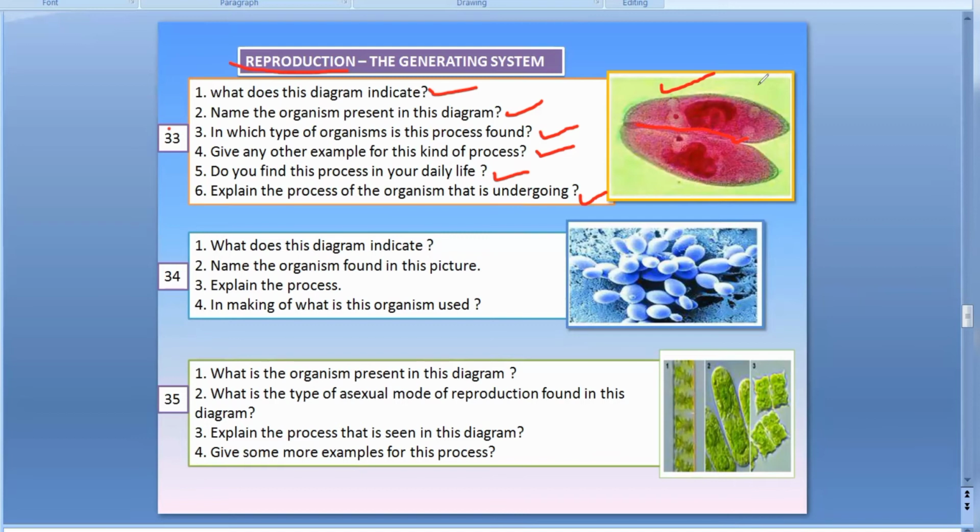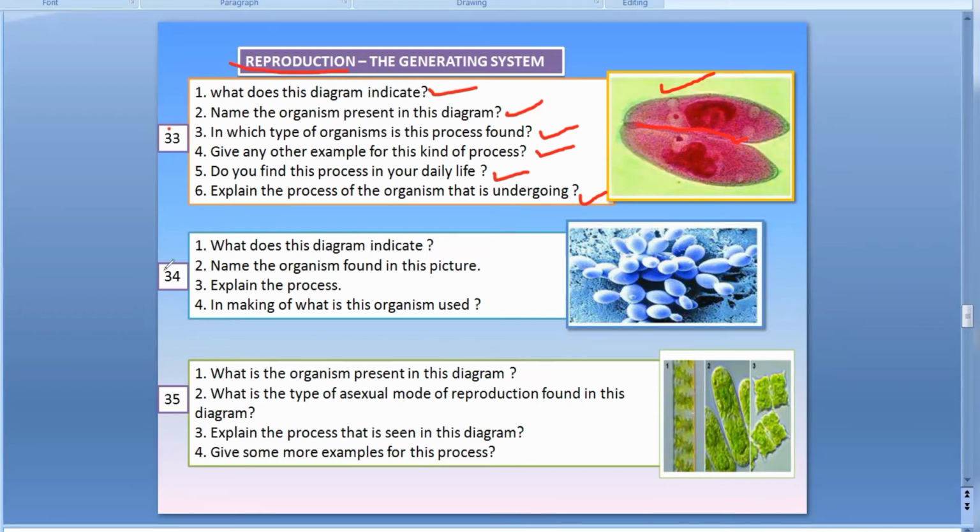So one parent organism undergoes division and produces two equal daughter cells. These become parents themselves. So one organism dividing into two is called binary fission, an asexual reproduction method. Which organisms mainly follow this method? Unicellular organisms, for example Paramecium, Euglena, Amoeba and bacteria.